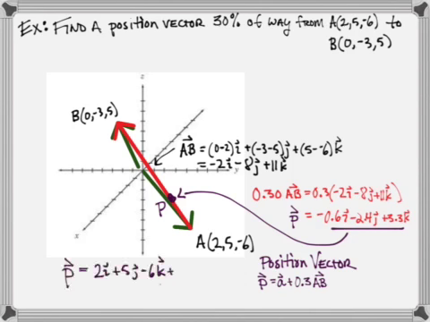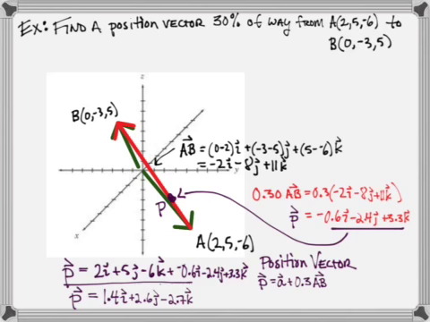There's vector A, and there's 30% of that displacement vector. When I combine the two and group my components, I get 1.4i plus 2.6j minus 2.7k. That is that position vector. So again, starting at the origin, that's 30% of the way along my vector from A.